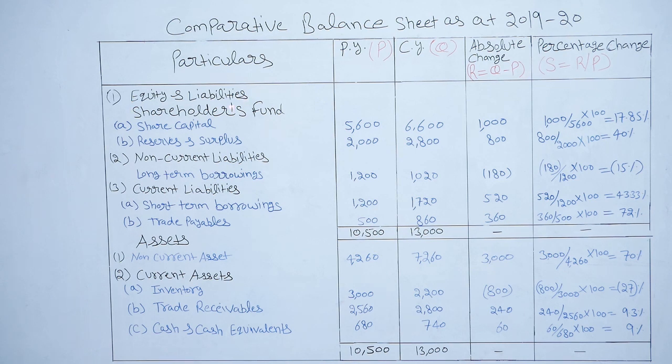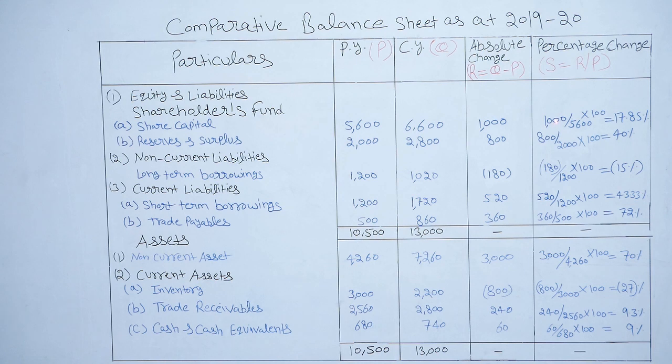Equity and liabilities. Shareholders' fund. Under this, share capital. Previous year share capital is 5,600. Current year share capital is 6,600. Now we have to calculate absolute change. How do we calculate? Current year minus previous year. So current year share capital 6,600 minus 5,600, then we get 1,000 rupees as absolute change.